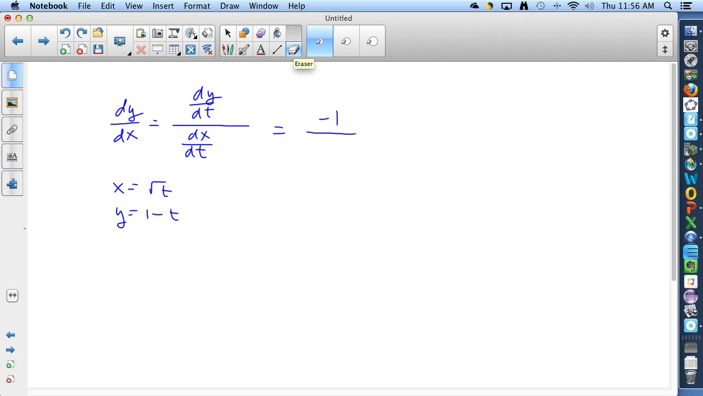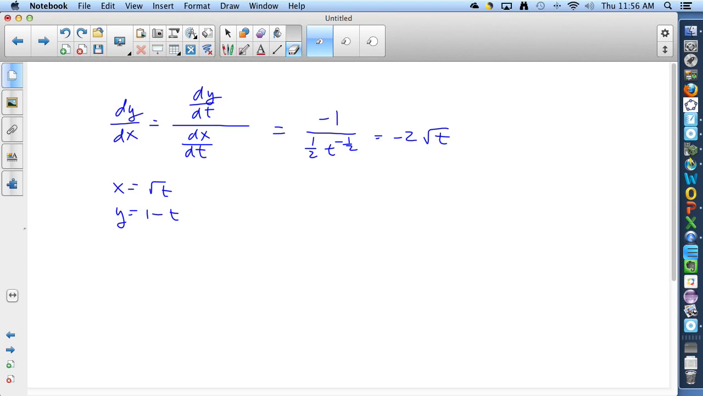It's 1/2 t to the negative 1/2. And we might not write it that way, right? We might actually write it as negative 2 root t. Did I do that right? If you suspect my algebra is wrong, you can let me know. I think it's right.